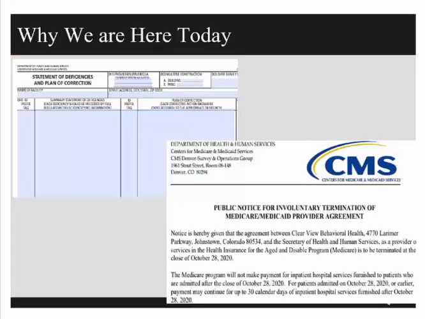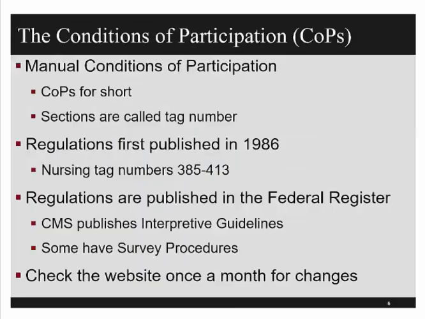This is why we're here, so you don't get one of these, and that is the statement of deficiencies and a plan of correction that you have to put into place. And of course, you definitely don't want the notice of involuntary termination from your Medicare or Medicaid agreement. That could be, of course, devastating for many hospitals.